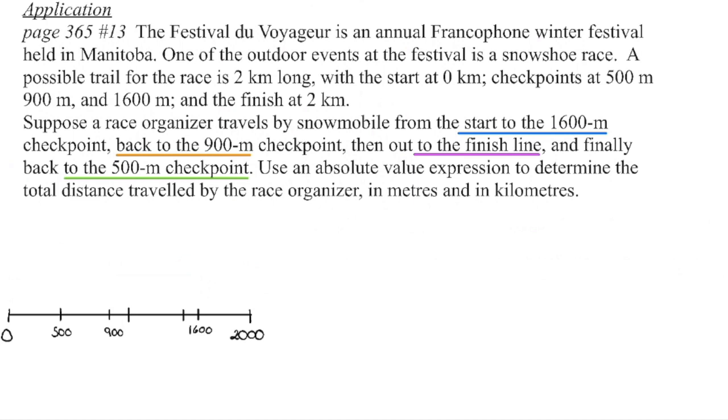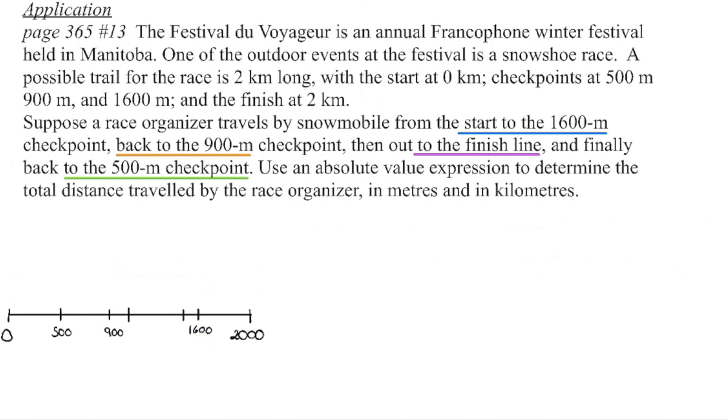Let's take a look at an example. So we have a race, and the possible length of that trail is 2 kilometers. Because my checkpoint stops are given in meters, I'm just going to convert that 2 kilometers into 2,000 meters. And then I'm going to kind of break this up. So halfway would be 1,000, and then 500, 1,500. So we're told that we have a check stop at 900 meters and 1,600 meters. So I've just plotted those points.